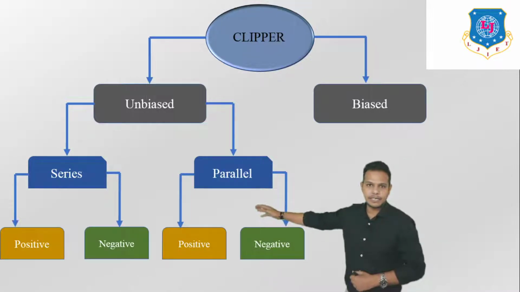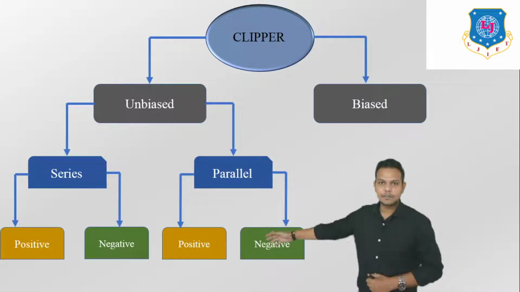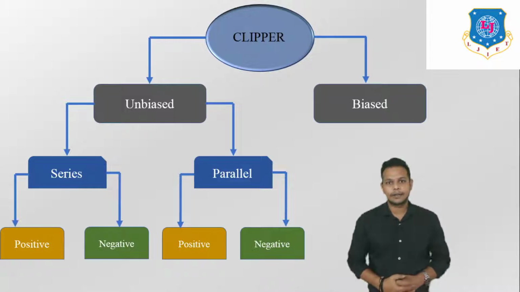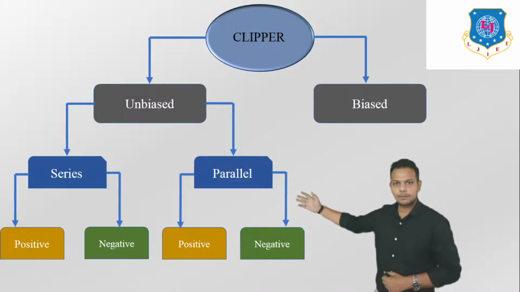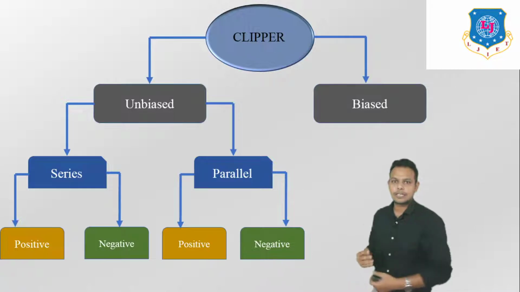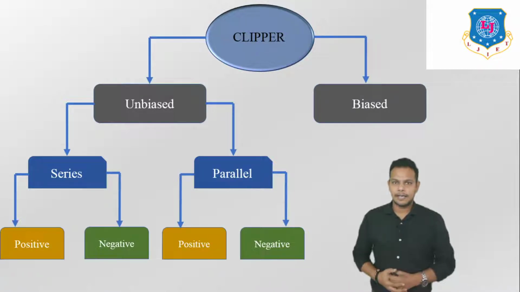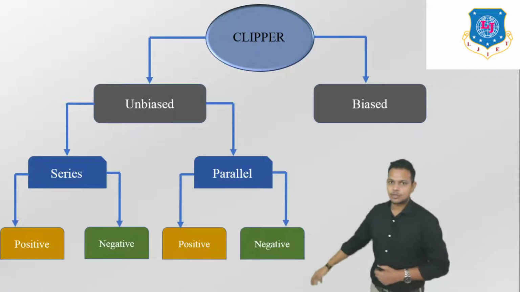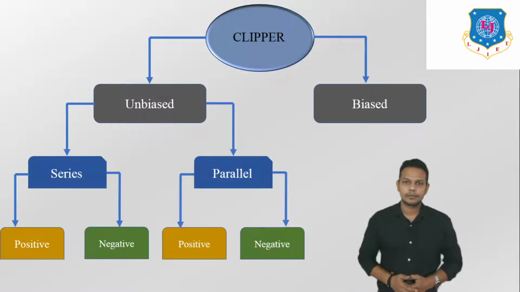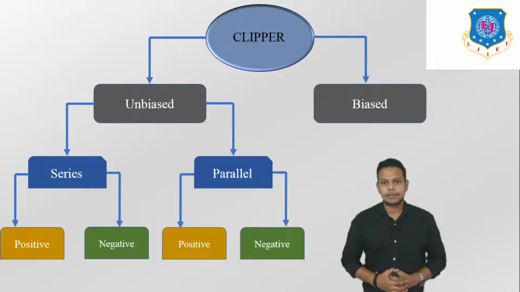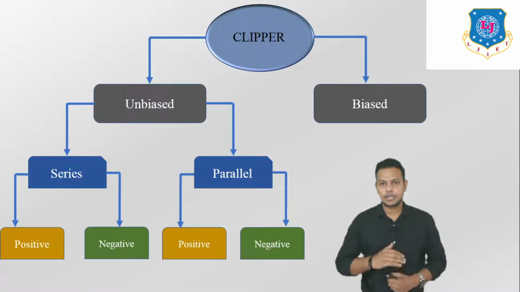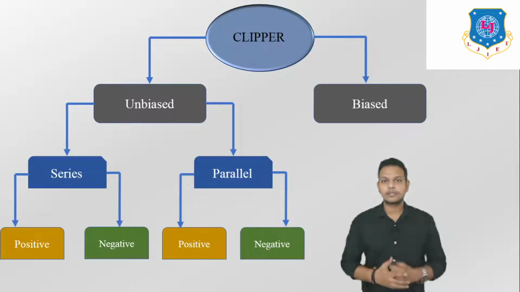Here, series is divided into two parts: one is positive and another one is negative. The other one is parallel, which we are going to discuss in our next video lectures. So what is a clipper? A clipper is basically a wave shaping circuit which cuts off or clips off the positive or negative or both halves together. So this is known as a clipper.